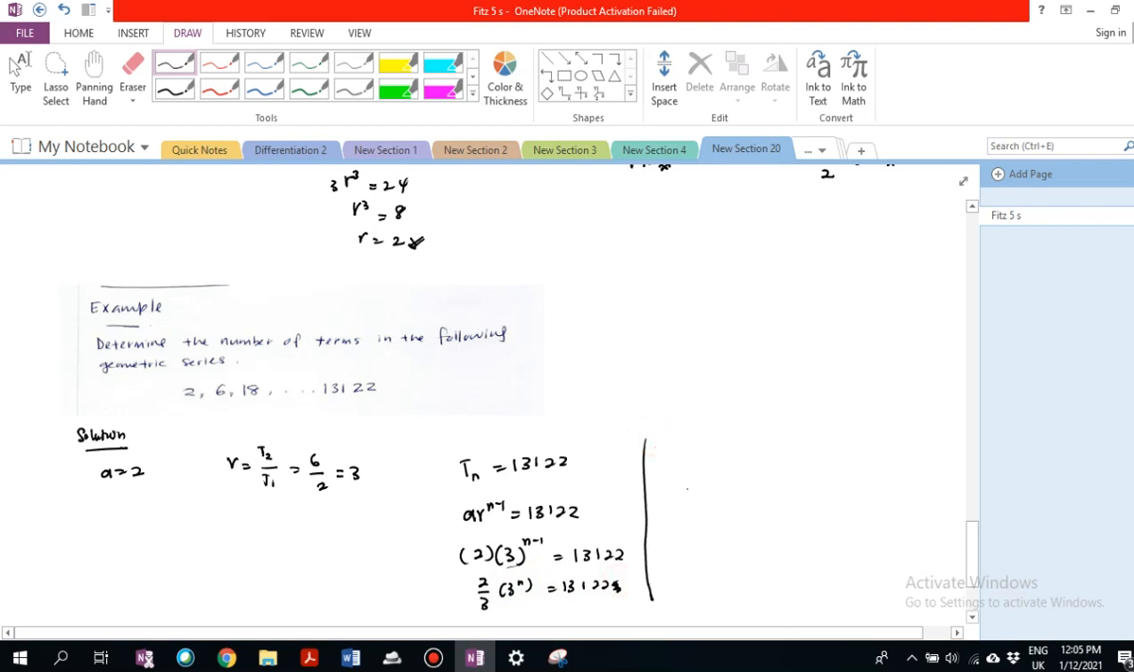So you will get 3 to the power of n is equal to 19683, and n is equal to log 19683 divided by log 3. Then your answer should be around 9. Okay.